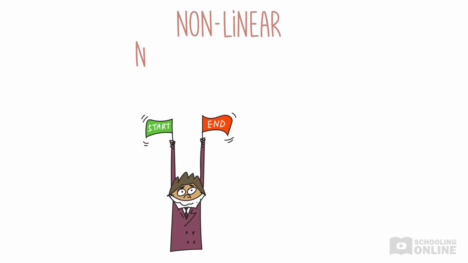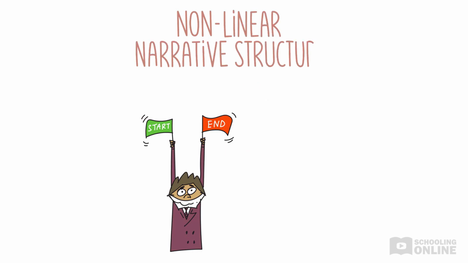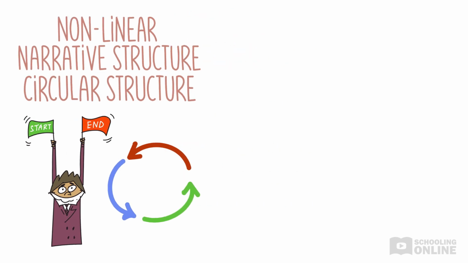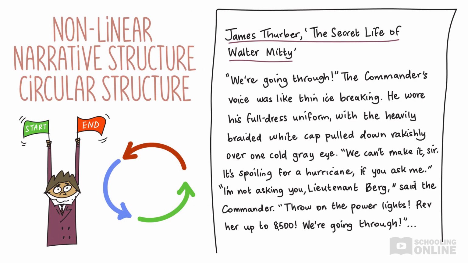Let's now look at an example of a non-linear narrative structure, the circular structure. A narrative which follows this framework begins and ends in the same place, so we describe it as a circular or cyclical narrative. Take, for example, James Thurber's short story, The Secret Life of Walter Mitty. This is the beginning of the story.